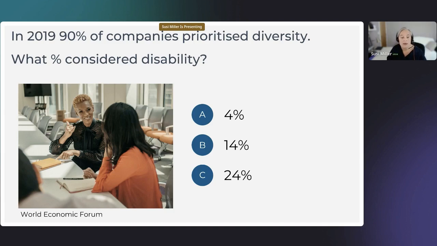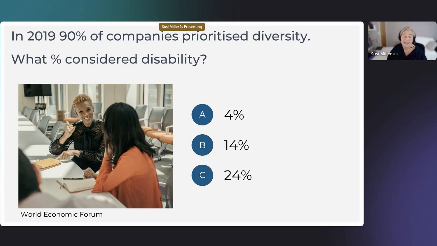So in research carried out in 2019, they found that 90% of companies prioritize diversity. But what percentage do you think considered disability? So you don't need to share this in the chat, you just have a think yourself if you want to. But we have three options here: 4%, 14% or 24%. So just have a guess yourself about which one of those you think is actually considering disability.